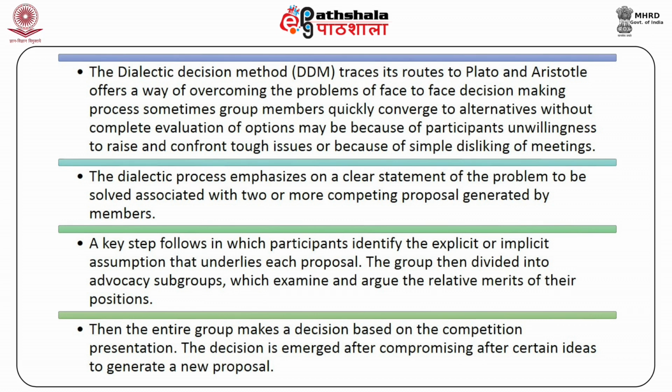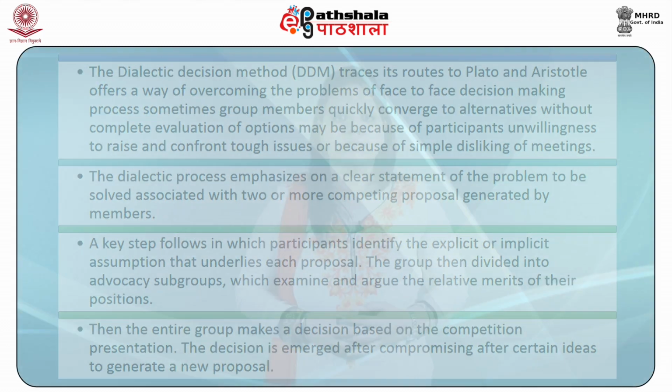The dialectic process emphasizes a clear statement of the problem to be solved, associated with two or more competing proposals generated by members. A key step follows in which participants identify the explicit or implicit assumptions that underlie each proposal. The group is then divided into advocacy subgroups which examine and argue the relative merits of their positions. Then, the entire group makes a decision based on the competing presentations. The decision emerges after compromising on certain ideas to generate a new proposal.